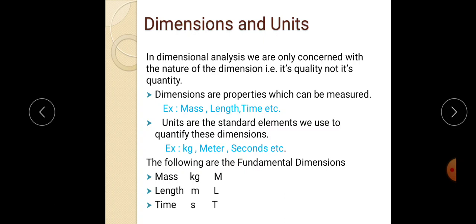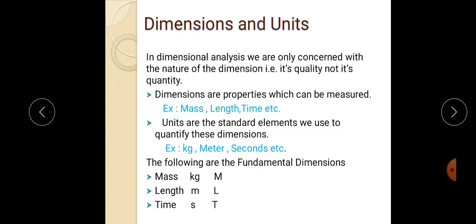Similarly, length, we can measure in meter, centimeter, inch, feet, whatever. So it is also a dimension. Similarly, time, or there may be other dimensions like temperature also, and many others. All right. Now, what are units? Units are the standard elements we use to quantify these dimensions. To quantify the dimensions, we use units.